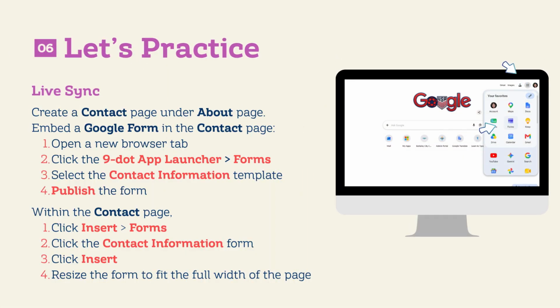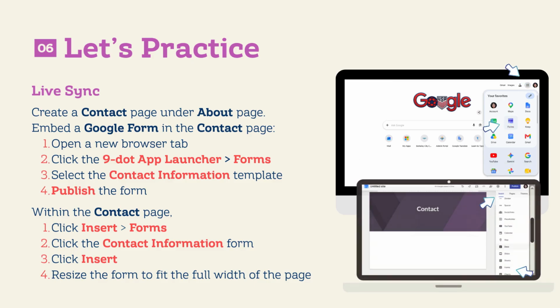Now let's practice live syncing using Google Forms by building an interactive connection where users can submit information directly on your site. To do this, we are going to create a brand new contact page directly underneath your About page. First, let's build the form itself. Open up a new browser tab by clicking the 9-dot app launcher on the upper right corner, then select Forms. Choose the Contact Information template to keep it quick and clean. Go ahead and publish or save that form so it's ready to go.